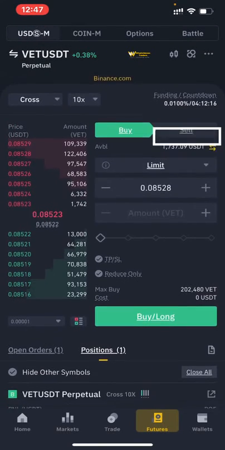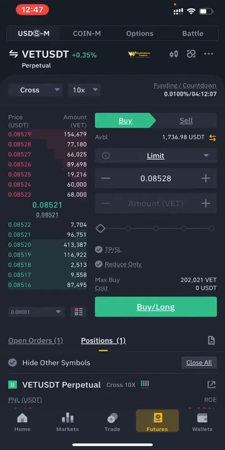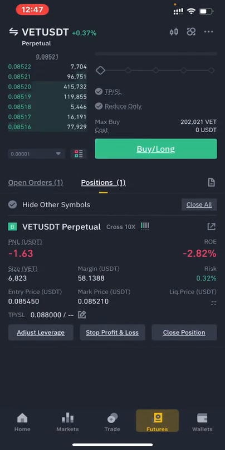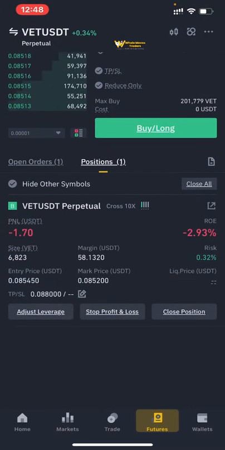As you can see, we have quite an increase in our balance, and that's quite good. It means the account is really doing well. What I can say here is that we're in the minus. I'm using 10x leverage, like you always know. I opened the position with just a small margin, just $58.